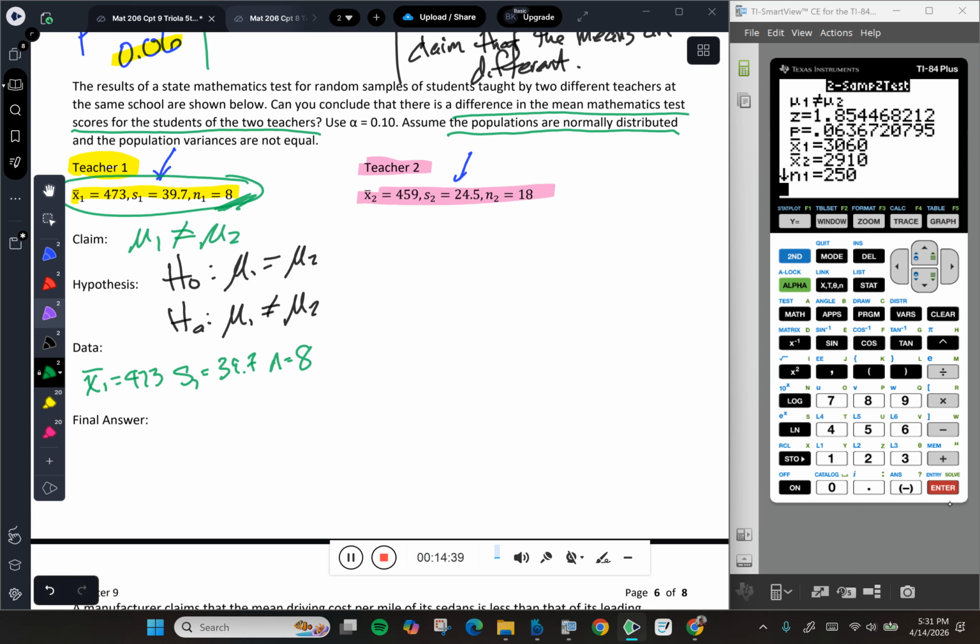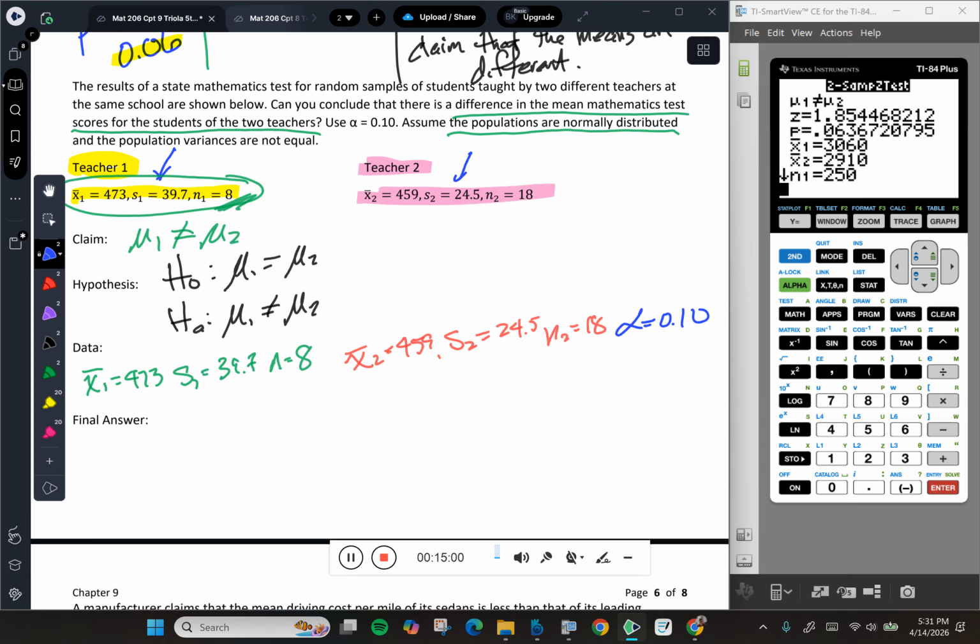Right? Group 2, sample 2, I got an X bar of 459. I got a sample standard deviation of 25.4. I got an N sub 2 of 18. And I'm supposed to test this all at an alpha level of 0.10. Right?